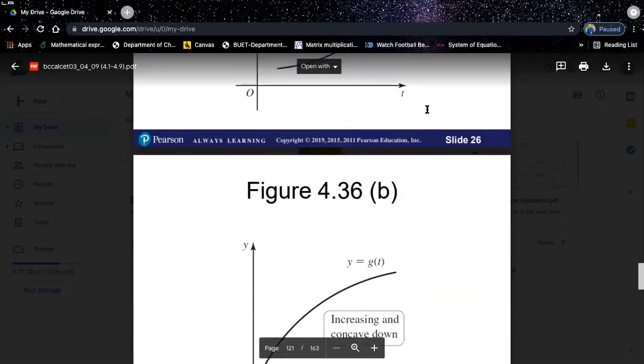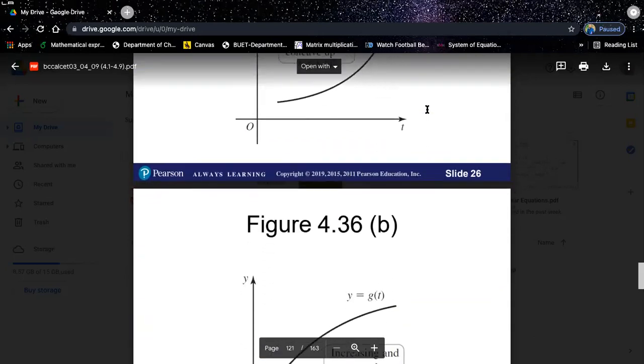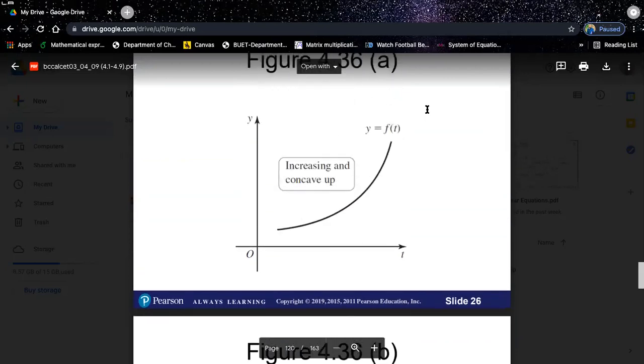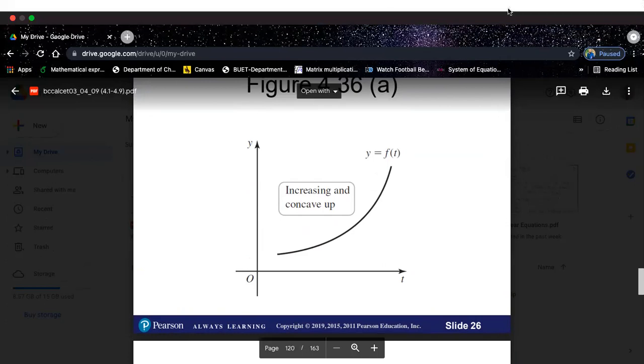Any question from this? I know we are reviewing this stuff, but I could see some of you still have doubts on the graphical representation of concavity. No questions at all? All good?